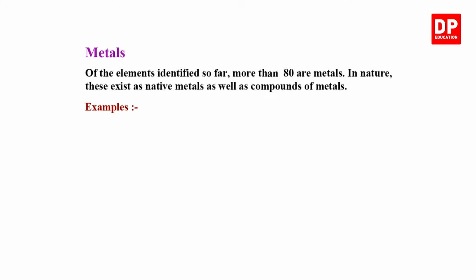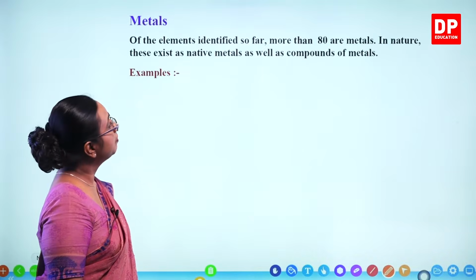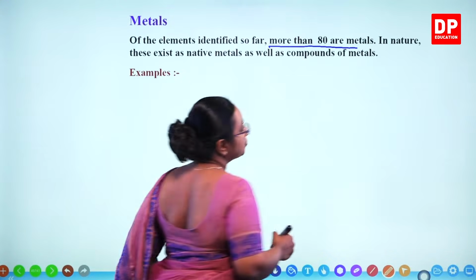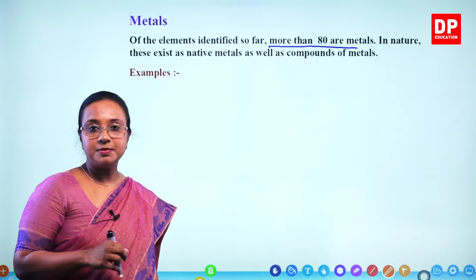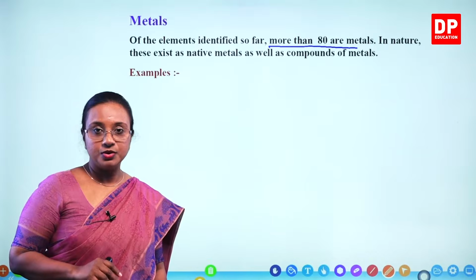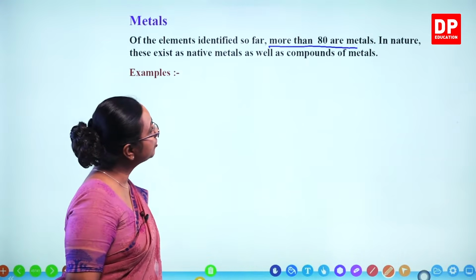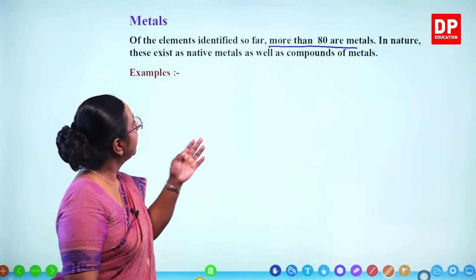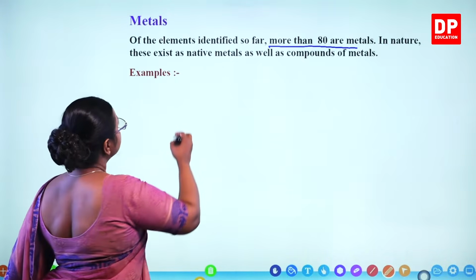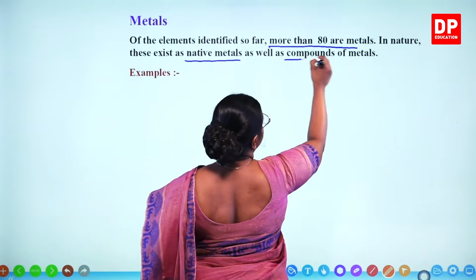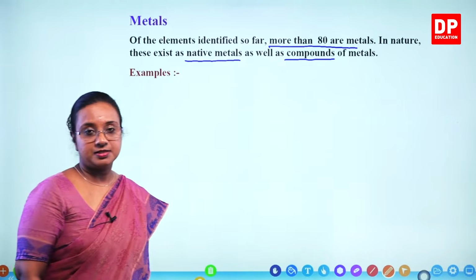Metals. Of the elements identified so far, more than 80 are metals. So we saw in the periodic table, the major part of it was colored in blue. So that means there are more than 80 metals in nature. And in nature, these exist as native metals as well as compounds of metals.